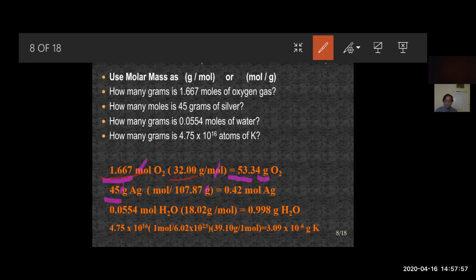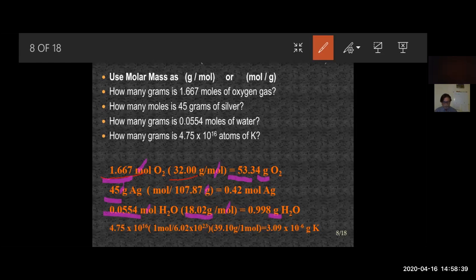The third one, you're given the number of moles of water. You need the molar mass of water, which we did earlier, 18.02 grams per mole. We want grams in the numerator because the moles cancel, leaving us with grams, which is what the problem called for. We want to calculate the number of grams in 0.05554 moles of water. So that is 0.998 grams.